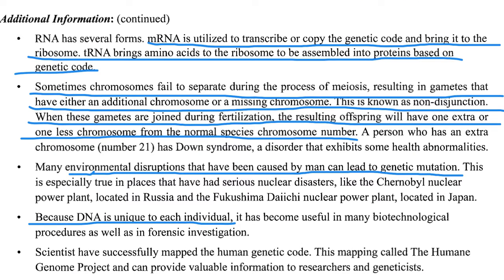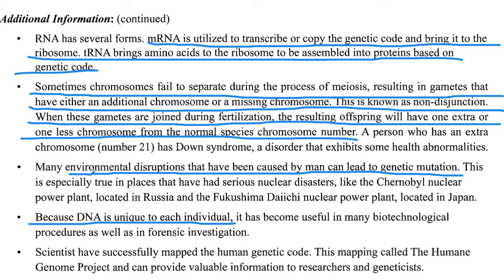RNA has several forms. mRNA is utilized to transcribe and copy the genetic code and bring it to the ribosome. tRNA brings amino acids to the ribosome to be assembled into proteins based on the genetic code. Sometimes chromosomes fail to separate during the process of meiosis, resulting in gametes that have either an additional chromosome or a missing chromosome. This is known as non-disjunction.